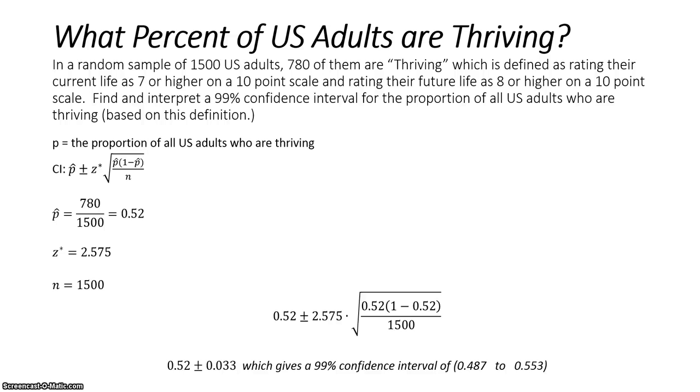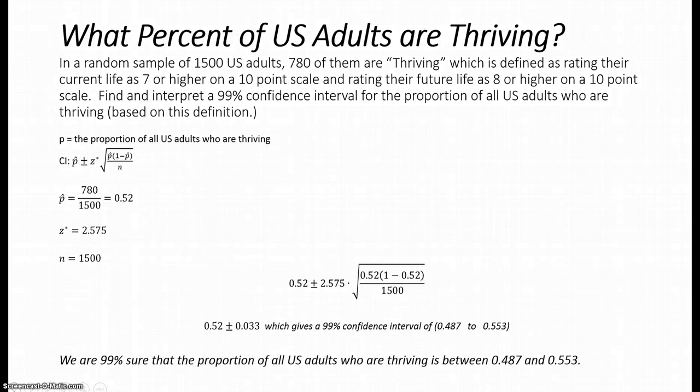So the last step here is we want to interpret this confidence interval by making a statement of confidence. And so what we can say is that we're 99% sure that the proportion of all U.S. adults who are thriving is between 0.487 and 0.553. So we're 99% sure that the percentage of all U.S. adults who are thriving is between 48.7% and 55.3%. I hope this example gives you some help in finding confidence intervals for a single proportion.